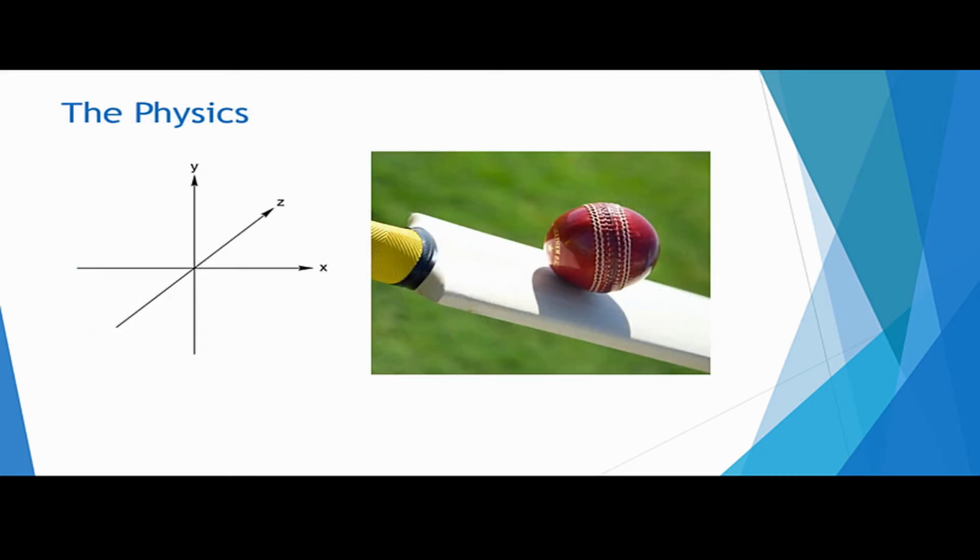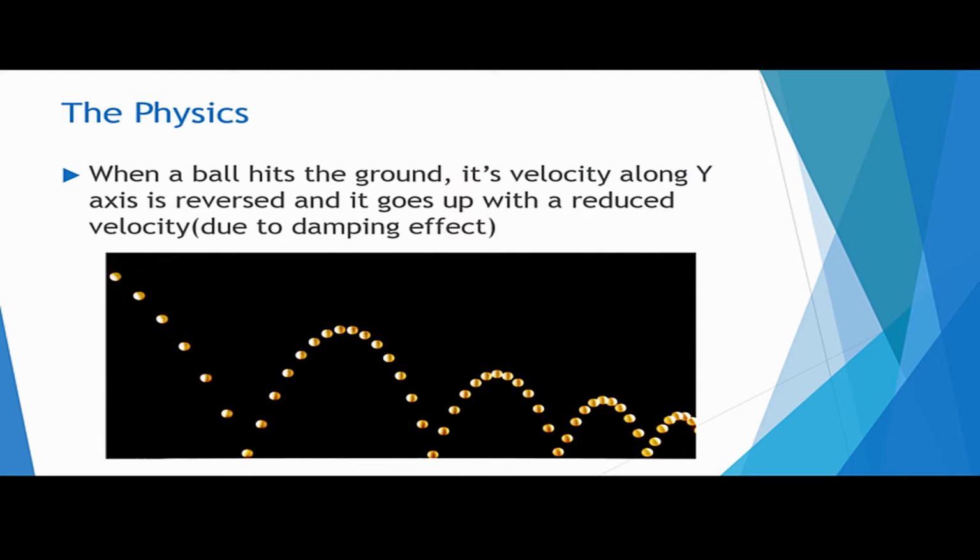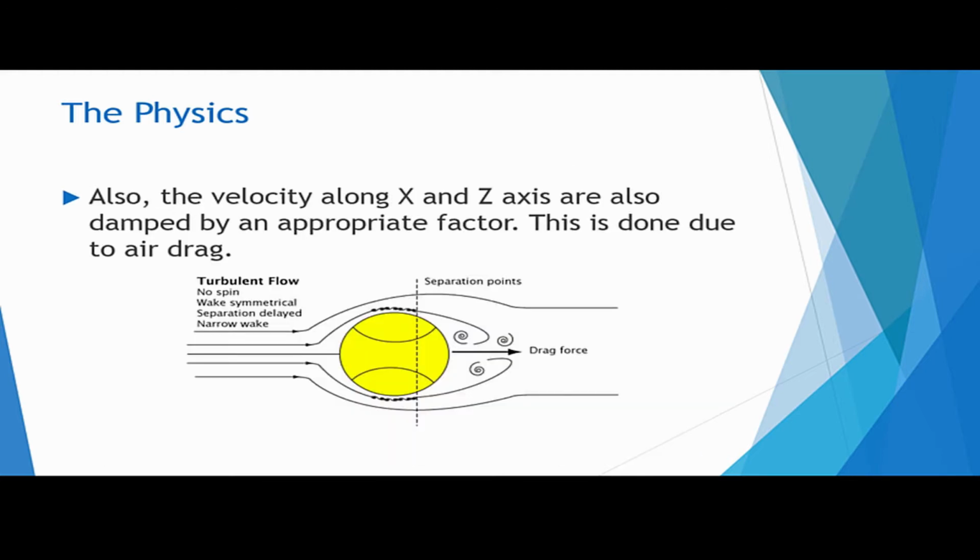Let's talk about the ball physics applied here. We can resolve the velocity of a ball, which is of course a 3D vector along the 3 axes. When a ball hits the ground, its velocity along y-axis is reversed and it goes up with a reduced velocity. This is called the damping effect. Also, the velocity along x and z-axis are damped by an appropriate damping factor. This is done to model the air drag.